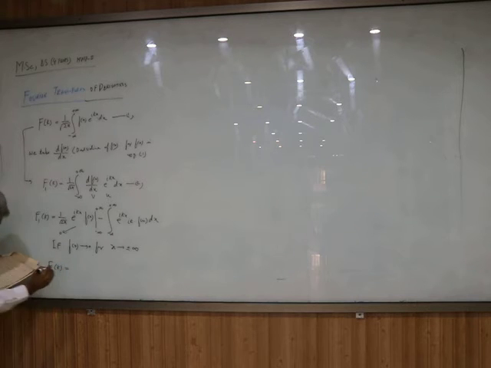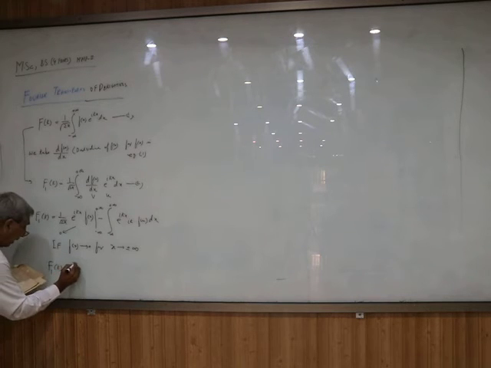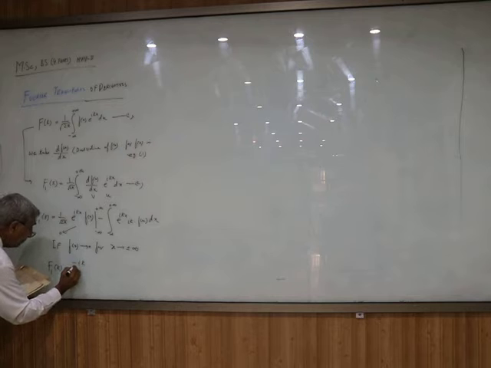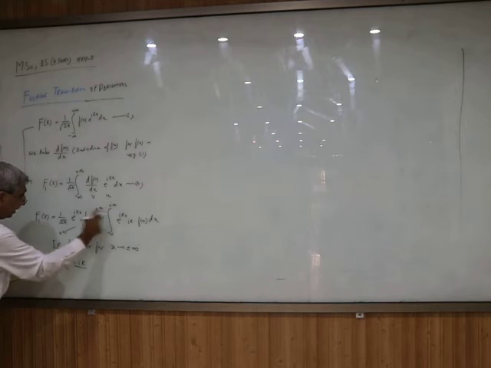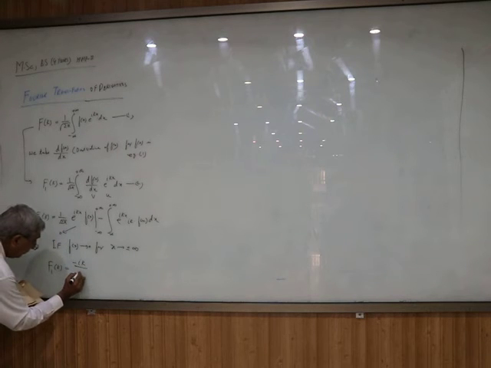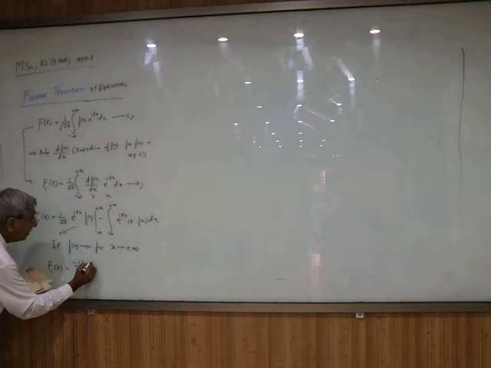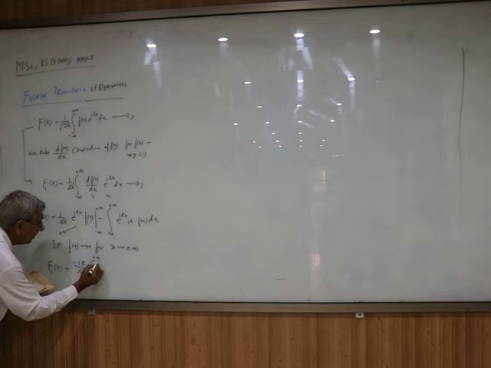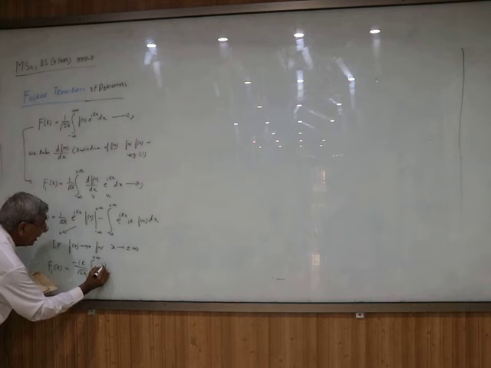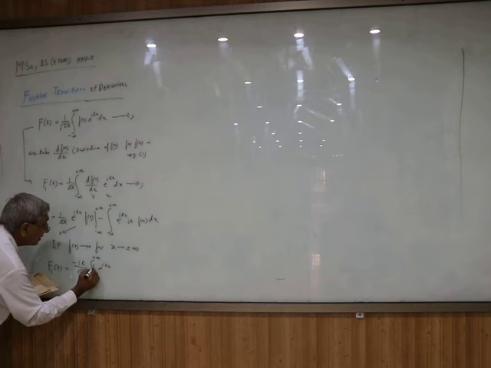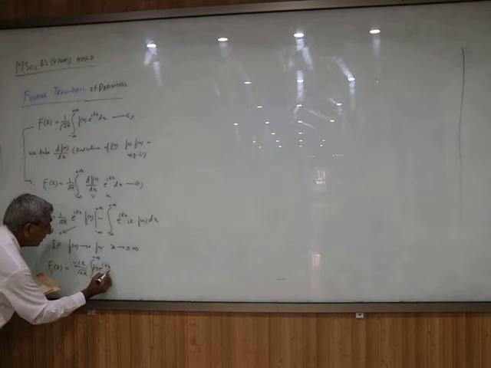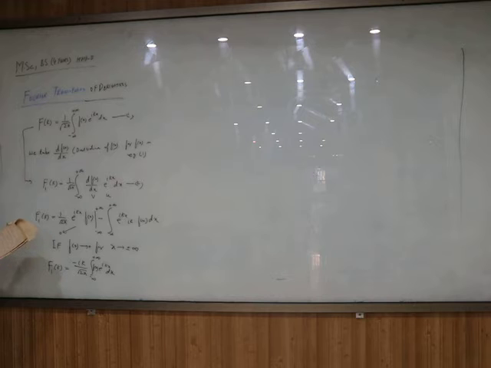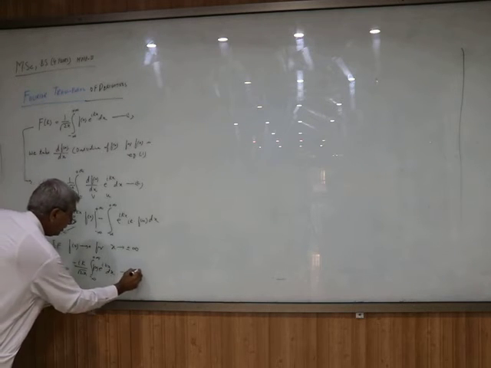is equal to minus ik, because this is minus ik, this is 2 pi, which is with that as well, integral from minus infinity to plus infinity e raised to ikx f(x) dx. Okay, this is equation number 3, that is this one.